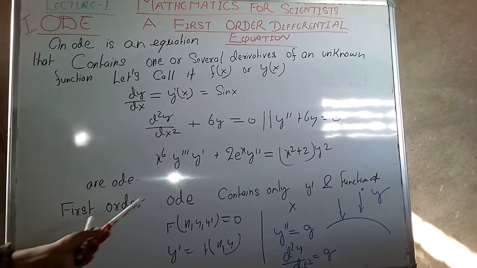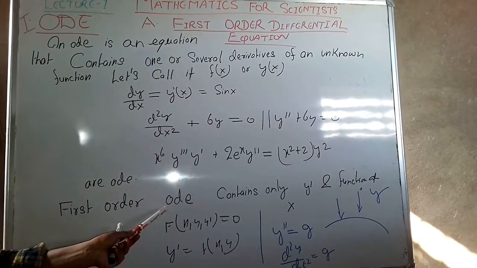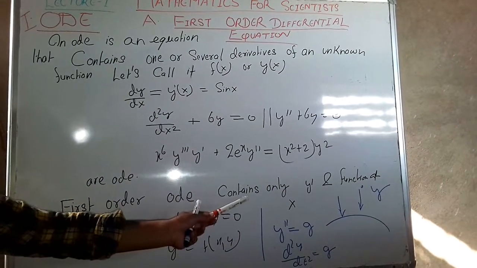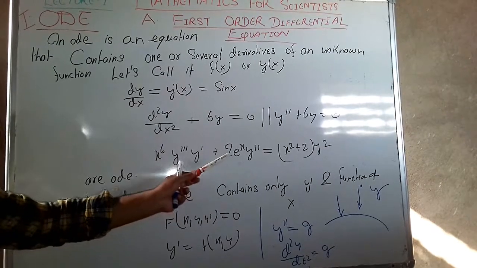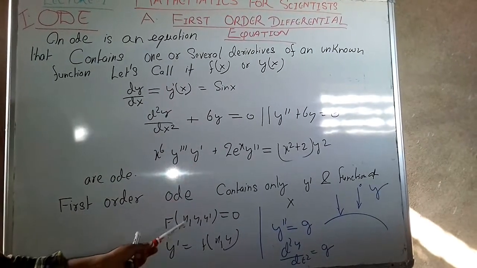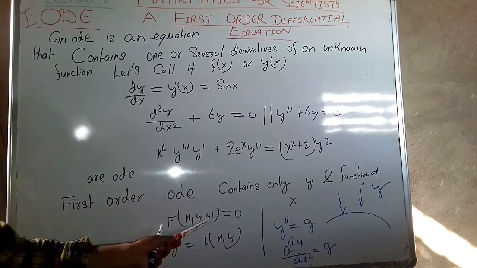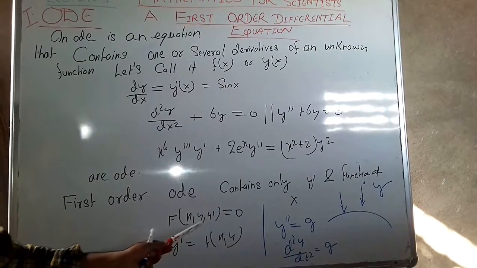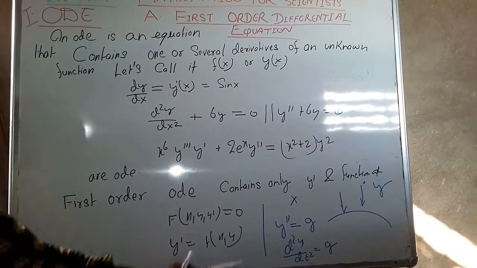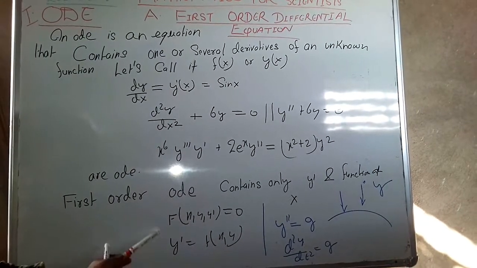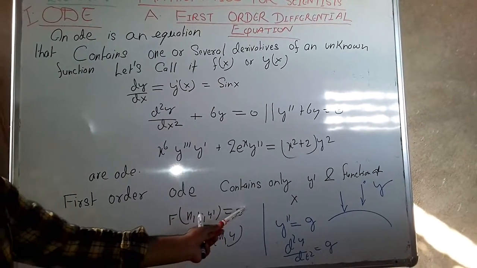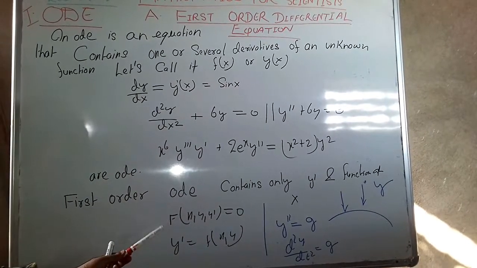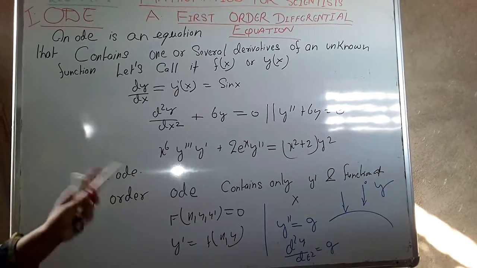A first order ordinary differential equation only contains y, the derivative of y, and a function of x. It means F(x, y, y') = 0, where y' is the derivative of y with respect to x. This is what we call the general formula for the first order differential equation. In this, only two variables are contained, y and x.